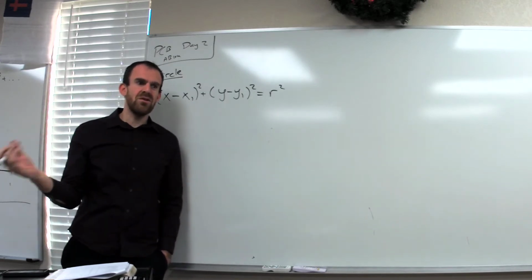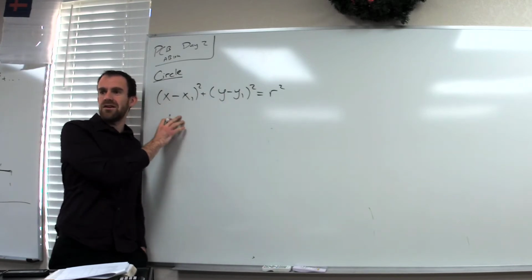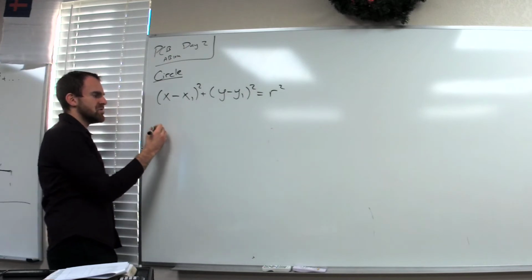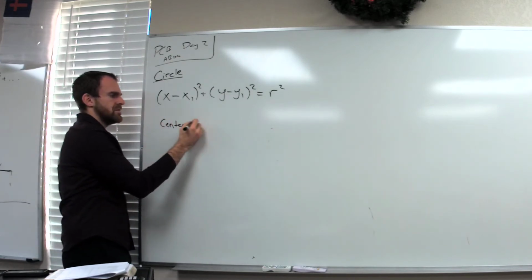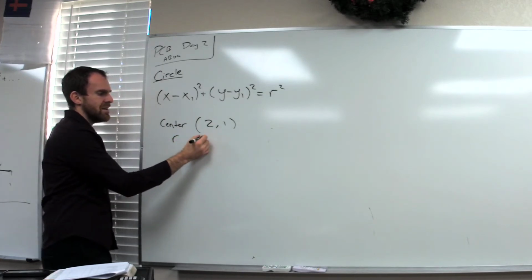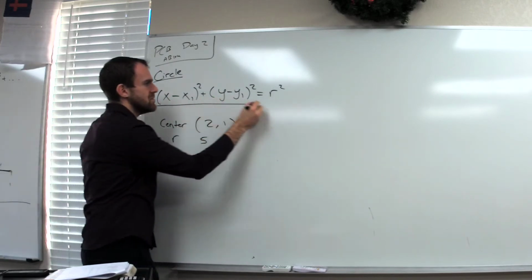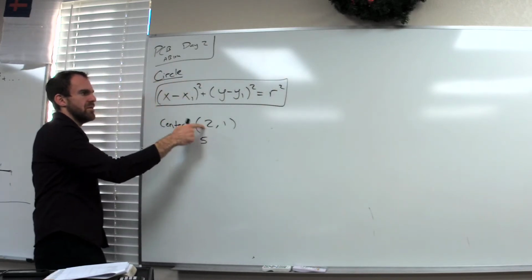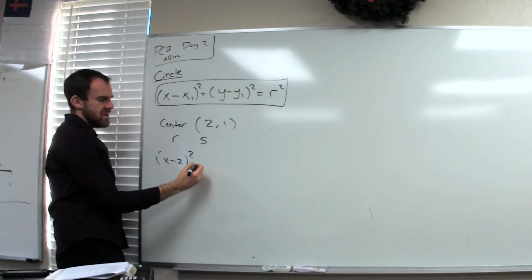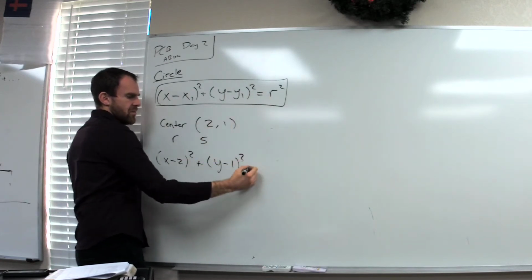Now, you could get problems going either way. They could give you a circle, and then you have to give the equation, or they could give you the equation, you have to give a circle. Or they could say, hey, we have a circle whose center is at like 2, 1, and the radius is 5. Write the equation of the circle. How would you do that? You're going to plug in to the equation of the circle. 2 goes in there. 1 goes in there. 5 goes in there.